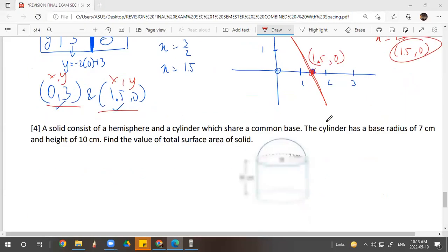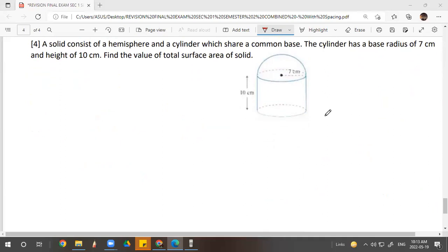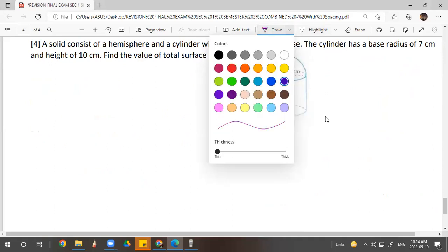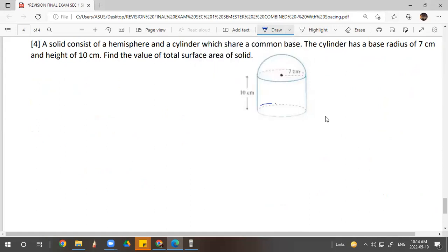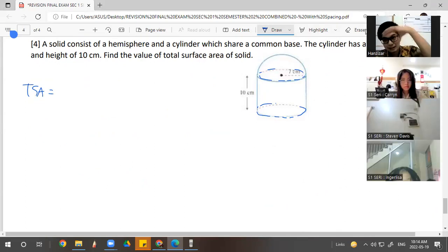Okay, last number is the 3D shapes. Pay attention. A solid consists of a hemisphere and a cylinder which share a common base. The bases are the same, circular, and the dimensions of the circular base are the same, right? Find the value of the total surface area. Again, the total surface area is quite challenging. First thing, you need to add the dome. Dome means the top part, the curved part.